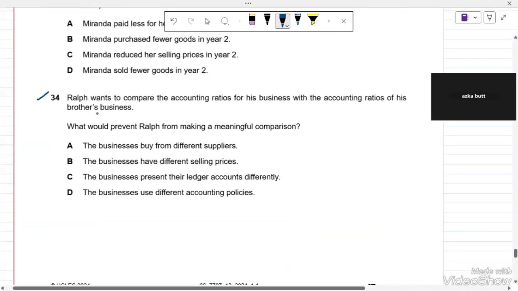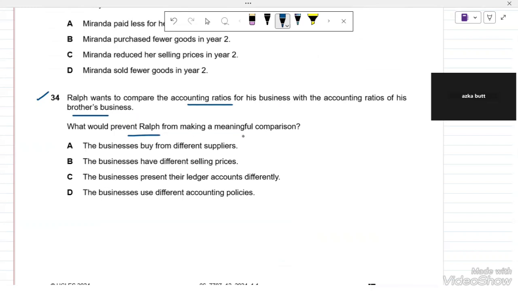Question number 34. Ralph wants to compare the accounting ratios for his business with the accounting ratios for his brother's business. So what would prevent Ralph from making a meaningful comparison?